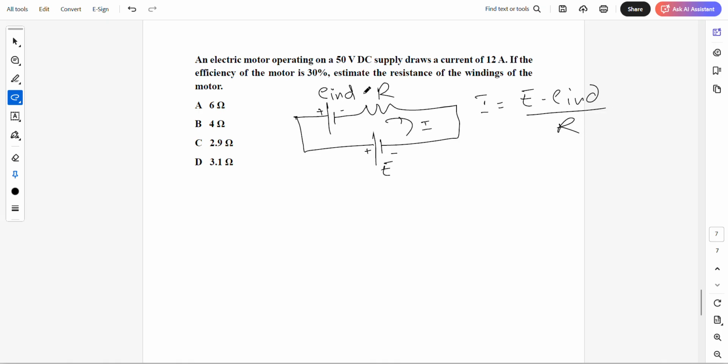Now, how much current have they given? 12 amperes. E is equal to 50 volts. I is equal to how much? 12 amperes, they have given 12 amperes.